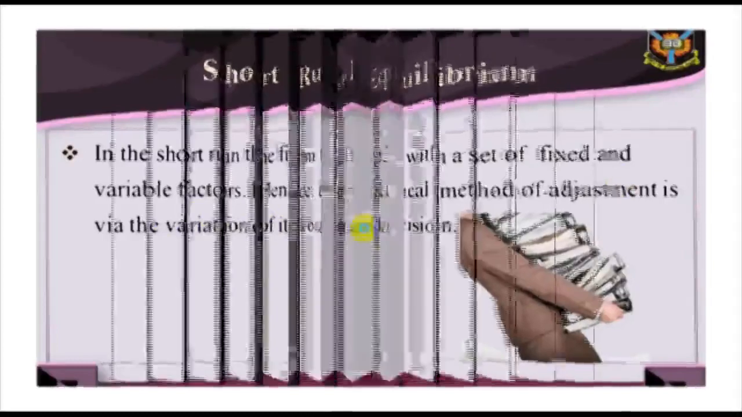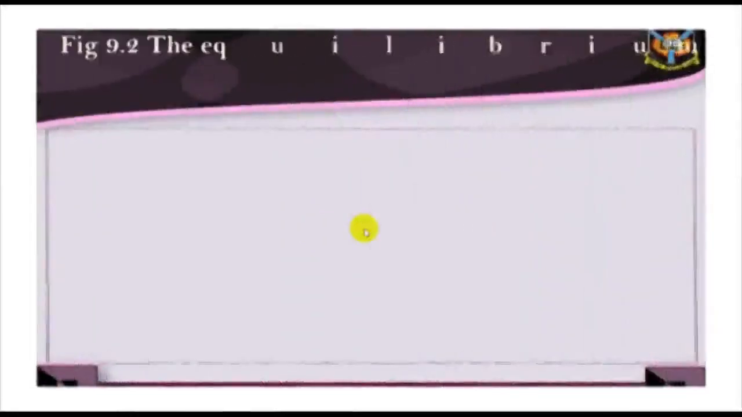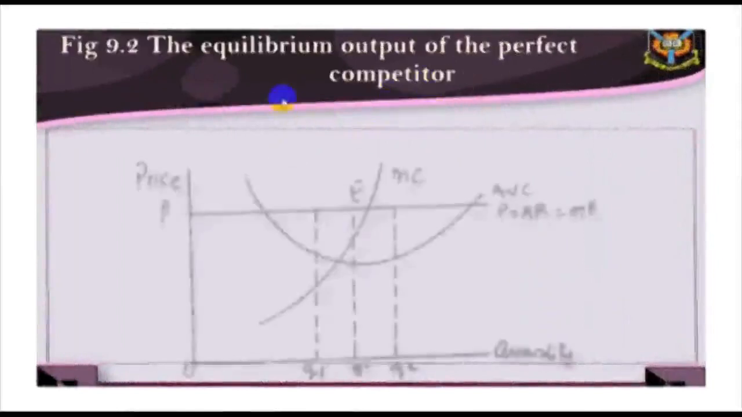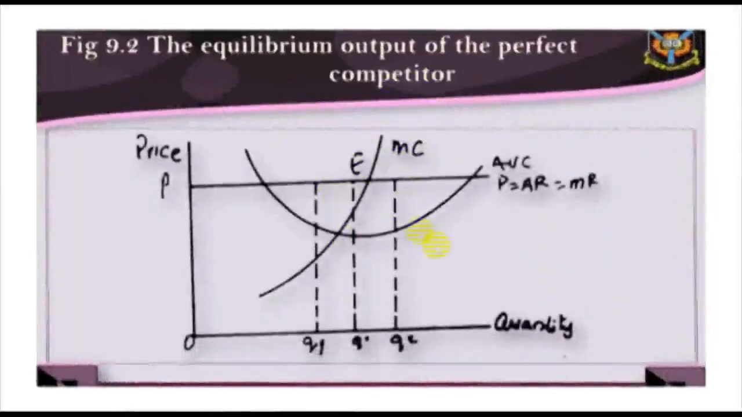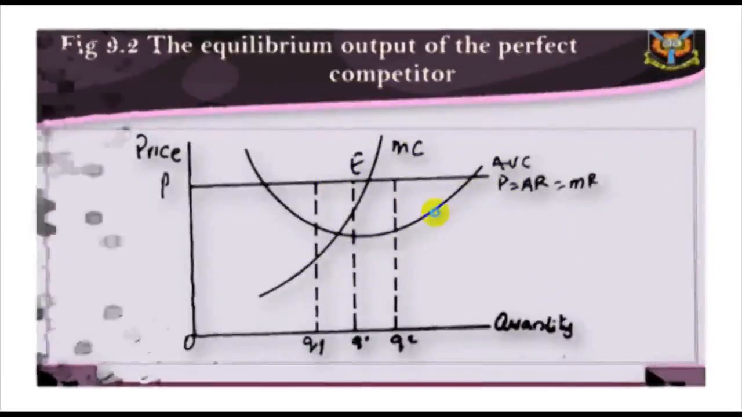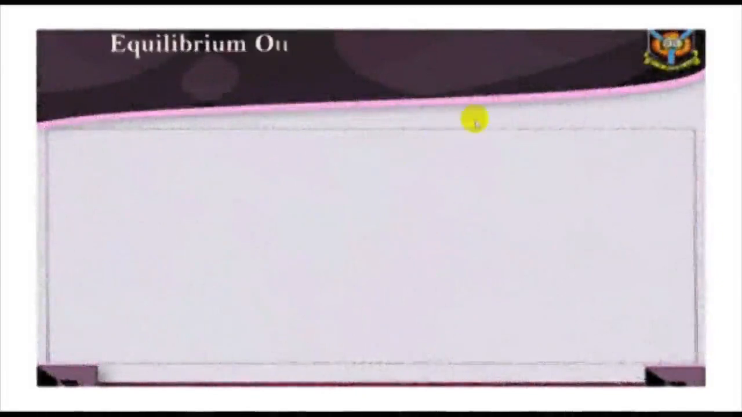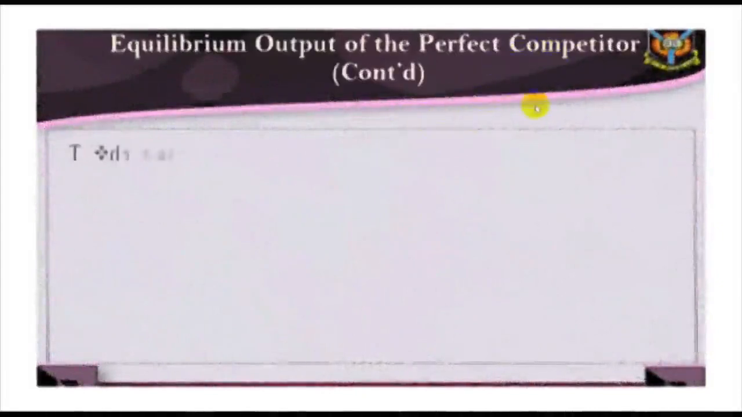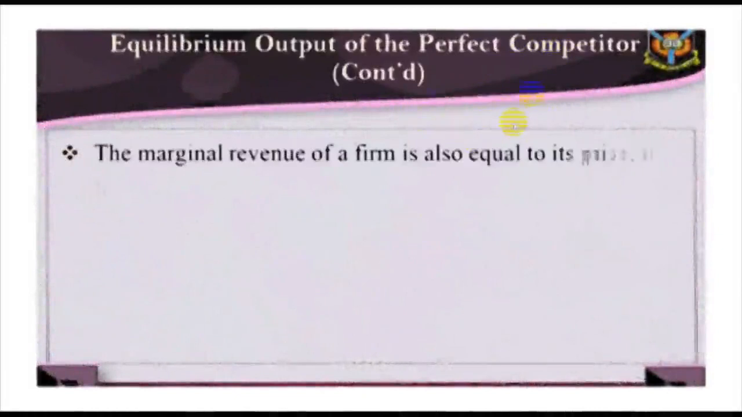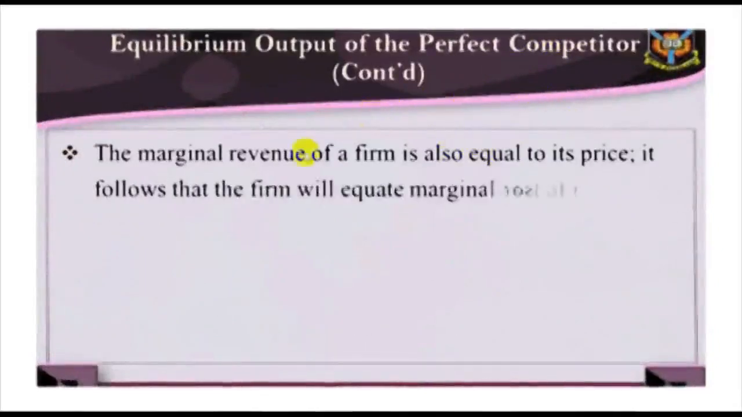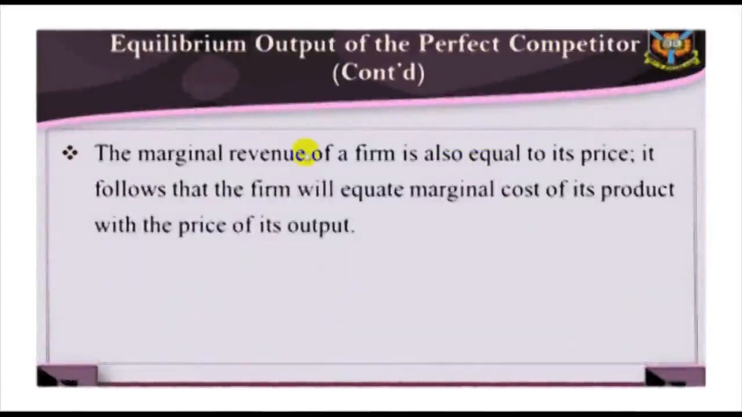A perfect competitive firm, like any profit maximizing firm, will seek to produce at the point where marginal revenue is equal to the marginal cost. And since marginal revenue of the firm is also equal to its price, it follows that the firm will equate marginal cost of its product with the price of its output. Hence, the short-run equilibrium position of the firm can be represented as follows.